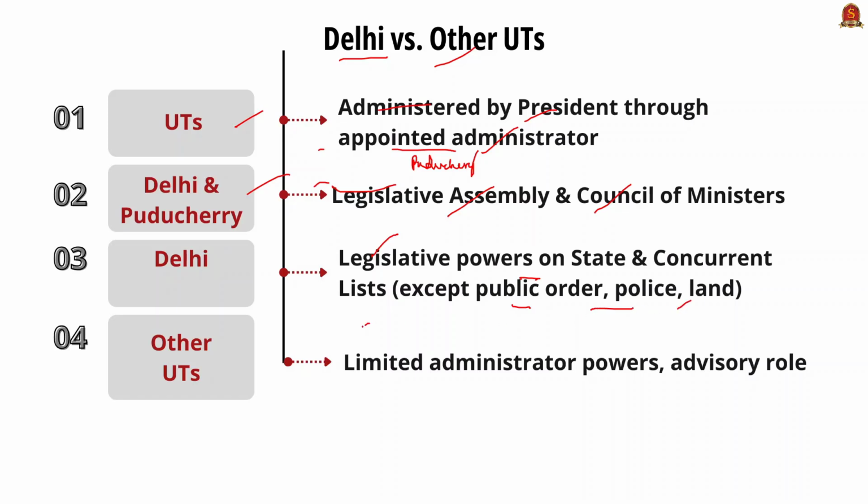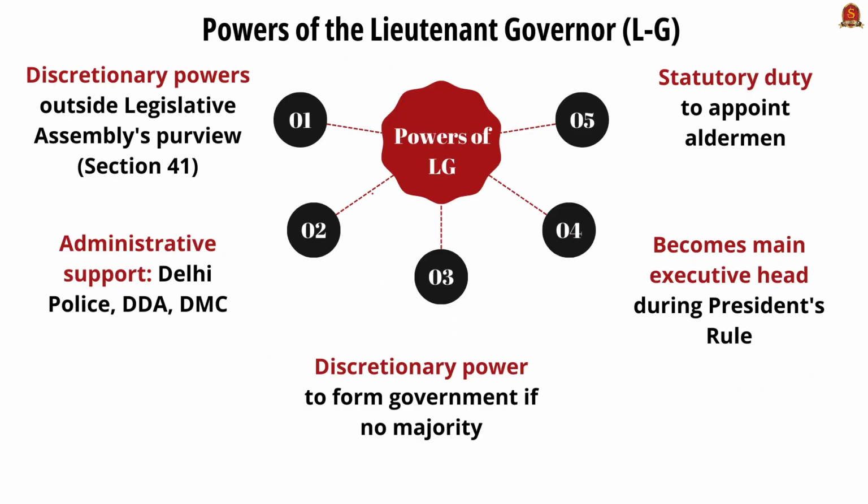When it comes to other UTs, like Lakshadweep and Dadra and Nagar Haveli, the administrator has limited powers, primarily advisory to the elected government. The judiciary in the UTs is governed by the constitution and parliamentary laws, with some variations in judicial powers across different UTs. Now let us see the powers of the Lieutenant Governor in Delhi. Section 41 of the GNCT, that is the Government of National Capital Territory of Delhi Act 1991, states that the LG shall act in his discretion during a matter that falls outside the range of the powers conferred on the Legislative Assembly.